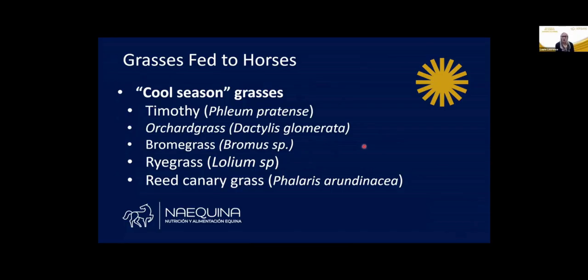The cool season grasses that are often fed to horses include timothy, orchard grass, which was in my previous picture, brome grass, which is more common in the northern United States, ryegrass, which is common in pastures, could be perennial ryegrass or annual ryegrass, and then reed canary grass, which would be common in some areas. One of the things that we would see is that certain plants are well adapted to certain types of soils and certain climates. So the type that is most common in one part of the world may not be well adapted in another part, and a different grass would be used.